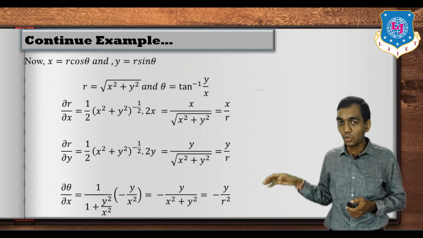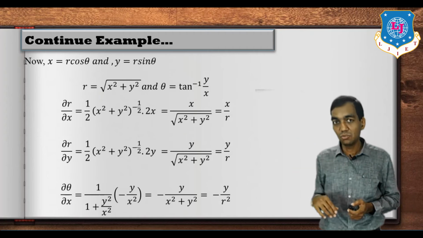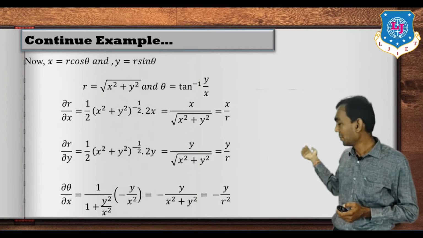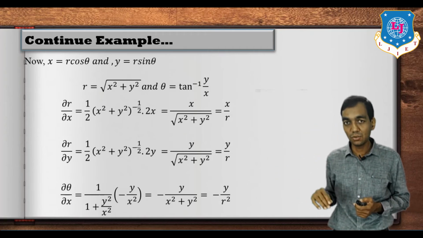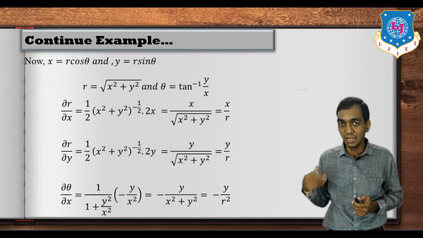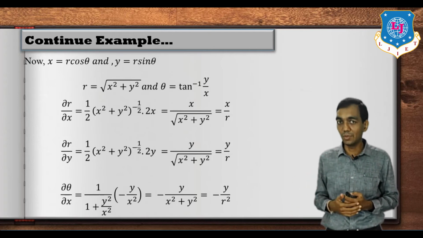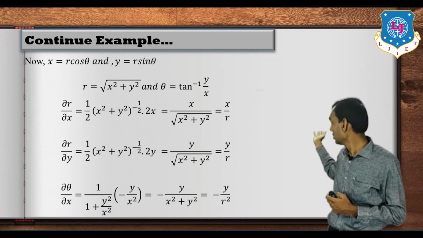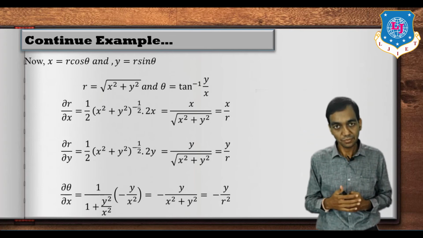In the same manner, for theta you have to eliminate r, so for that we are going to take y by x: r sin theta upon r cos theta, r will be cancelled out, and that will give you tan theta is equal to y by x. So theta will be tan inverse of y by x.